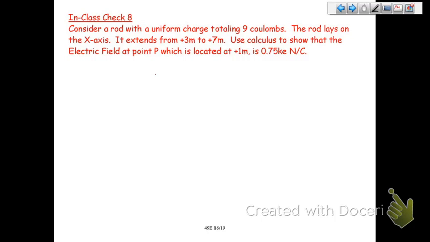Consider a rod of uniform charge. So here's my rod of uniform charge, 9 coulombs. The rod lies on the x-axis. It extends from +3 to +7. So let's do that, +3 to +7.